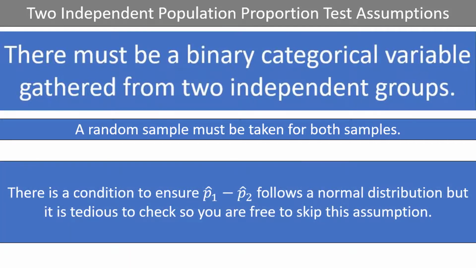There's also a condition to ensure that the distribution of the difference in sample proportions, p-1 minus p-2, follows a normal distribution, but you have to do a lot of calculations to check this condition. It's super tedious, so I'm not going to be checking it in this video, but if you're curious, I checked this condition in my two-sample proportion hypothesis test by hand video, linked in the description.